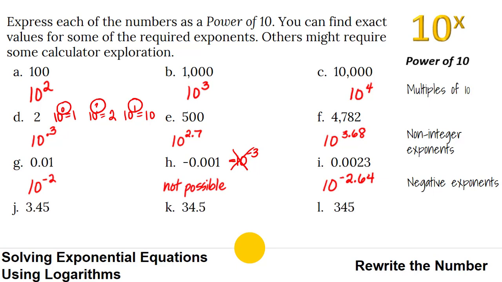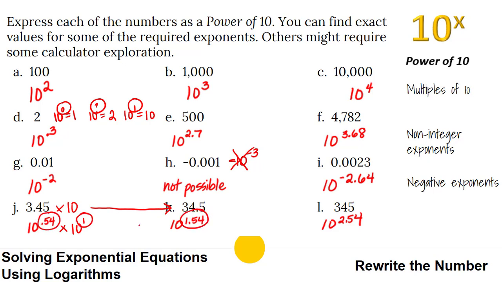The last three numbers that I provide students are for them to think about the relationship between 3.45, 34.5, and 345. They use their calculator and come up with these values, but then we begin talking about how 3.45 multiplied by 10 will actually give us 34.5. And if we use our rules of exponents, we can see why the exponent would be 1.54. Like bases, add your exponents.